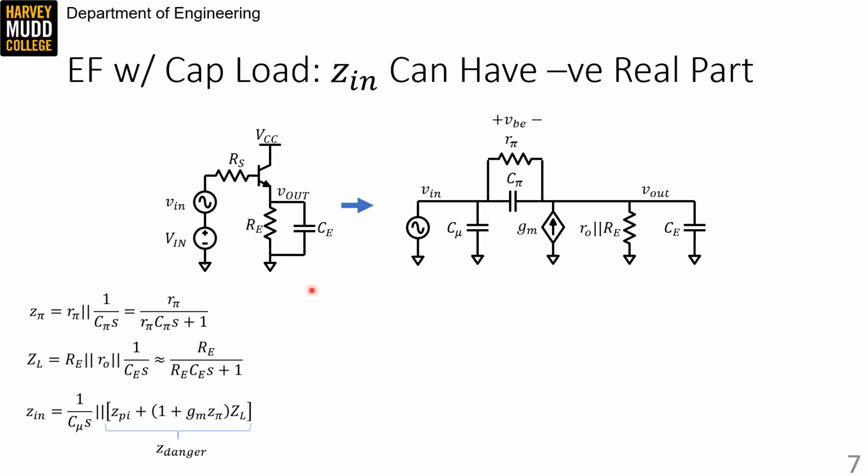Now, this is the more interesting impedance of these two, right? This is just a cap in shunt. And it turns out it can cause us problems, so I've labeled it Z danger.